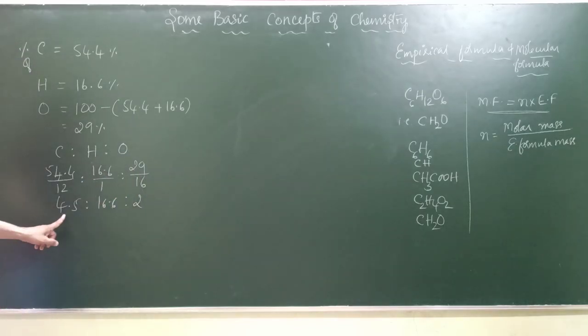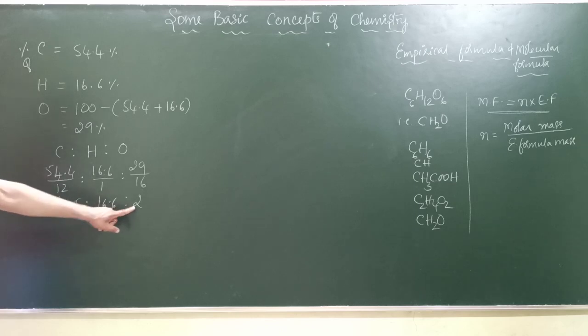Fine. Now convert this to a simple whole number ratio. So let me take it as 16.5, and it is 4.5. So if you want to find out the simple ratio, isn't it? Divide by 2, divided by 2. So how much is it?